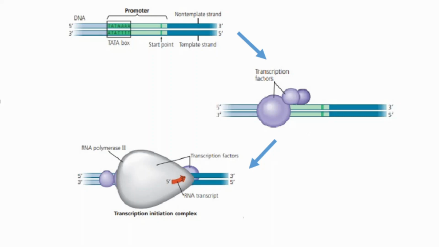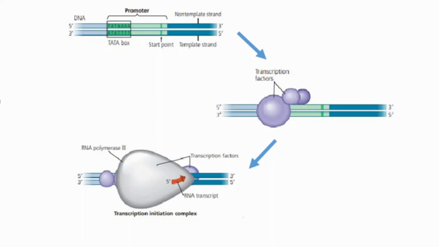The initiation stage starts with the attachment of RNA polymerase to the DNA strand. Specific sequences of nucleotides along the DNA mark where transcription of a gene begins and ends. The DNA sequence where RNA polymerase attaches and initiates transcription is known as the promoter.